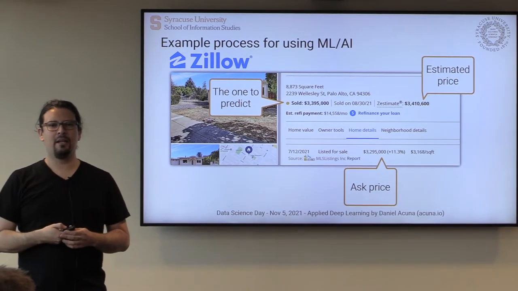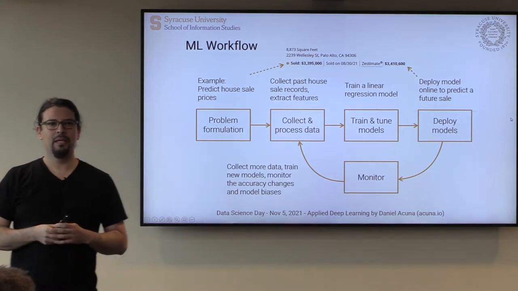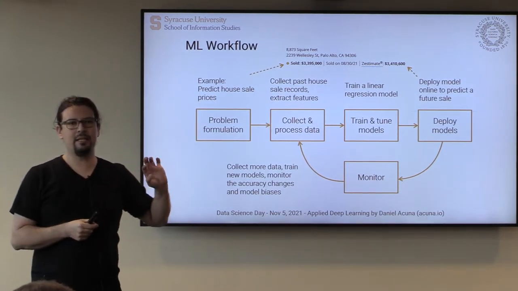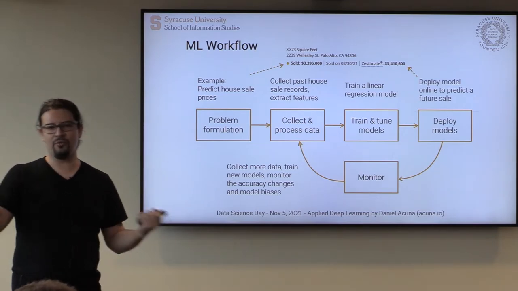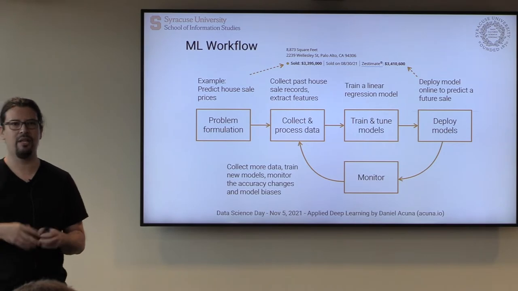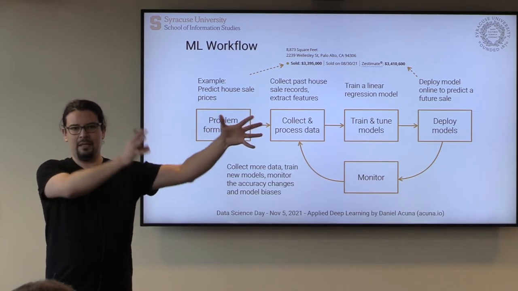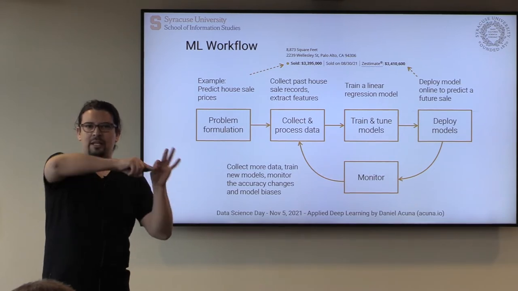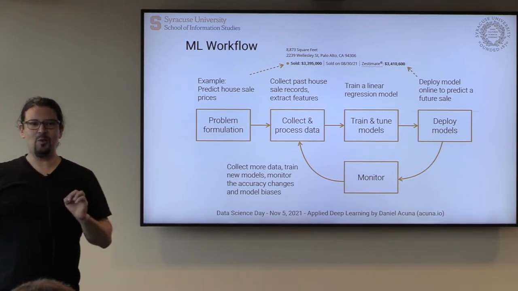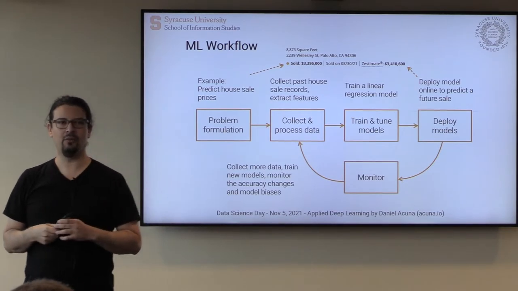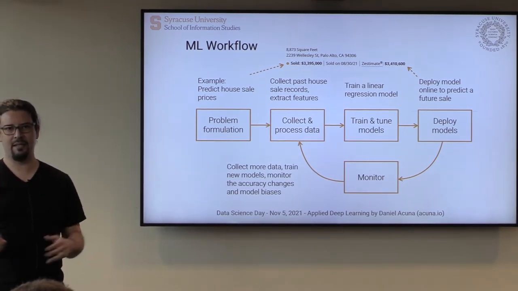Next slide, please. So this is usually how this works: you formulate the problem, you get the data. In the case of Zillow, they get hundreds of thousands of data points where you have the house, the location, a picture, and then they try to predict, over a two-week process, how much this house will be sold for. And that's what they call a Zestimate.